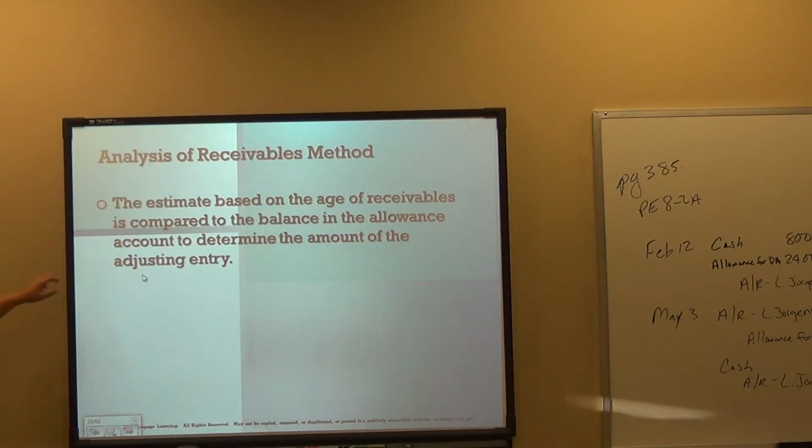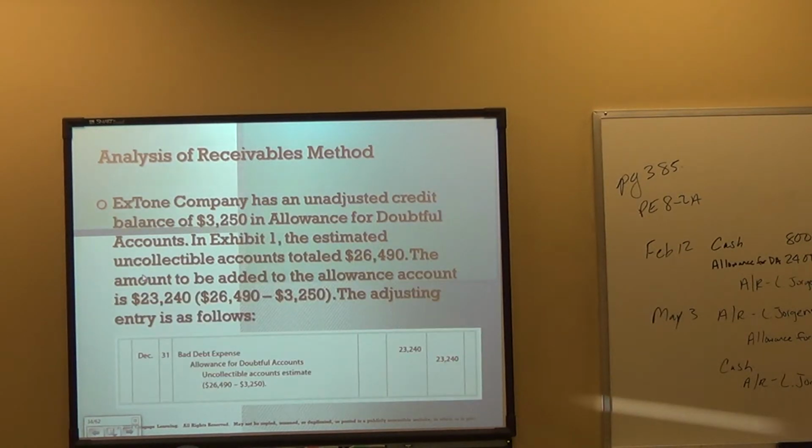All right, so the estimate based on the age of receivables is then compared to the balance of the allowance account to determine the amount of the adjusting entry. So then we need to figure it out. If we have money left over in there, then we'll just add to it and get it back to where we think we need it. So that's what we're basically saying by this statement here.